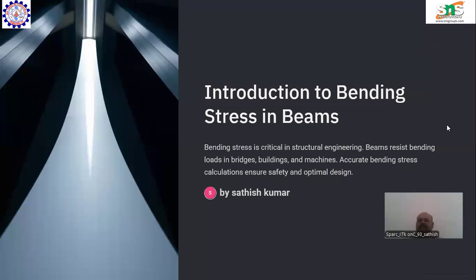Today we will discuss bending stresses in beams. In the previous lecture, we studied shear force and bending moment. In this lecture, we will go through bending stress. Bending stress is critical in structural engineering. Beams resist bending loads in bridges, buildings, and machines. Accurate bending stress calculations ensure safety and optimal design.